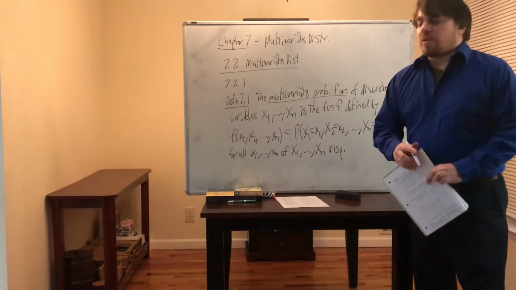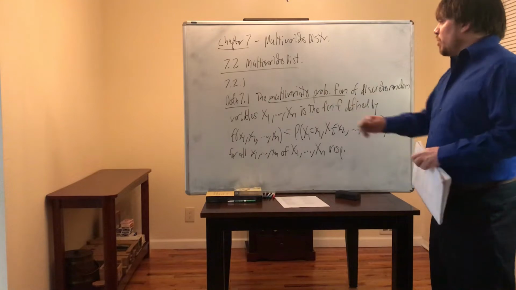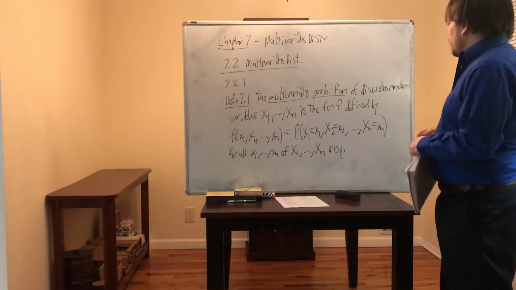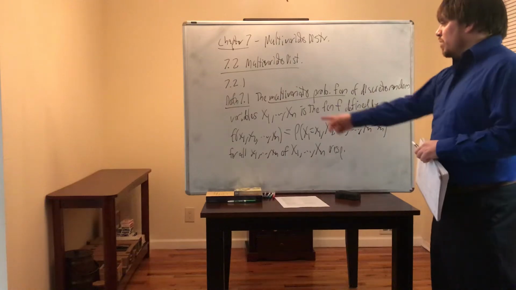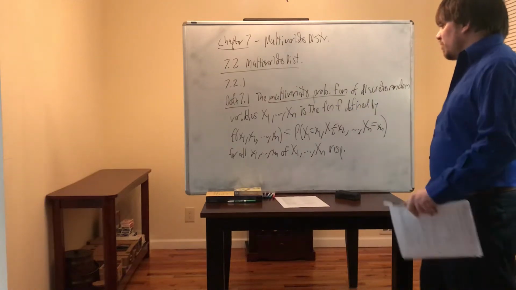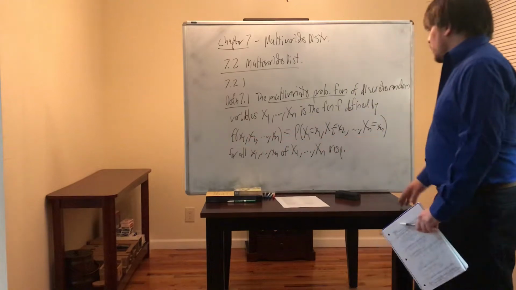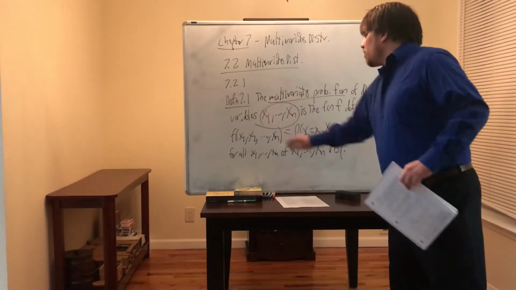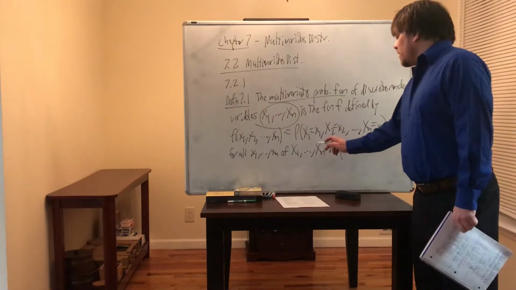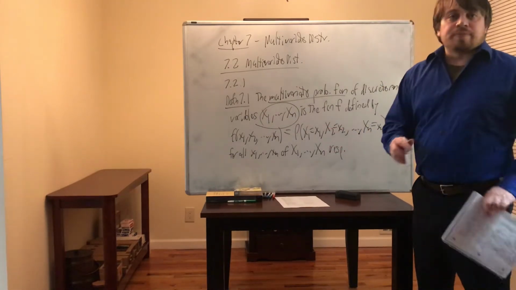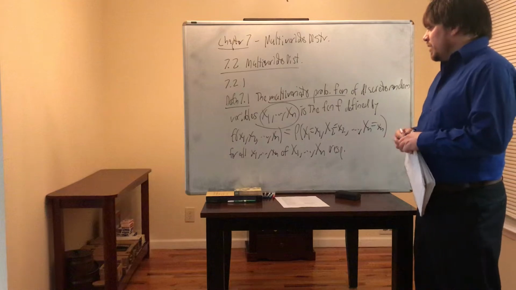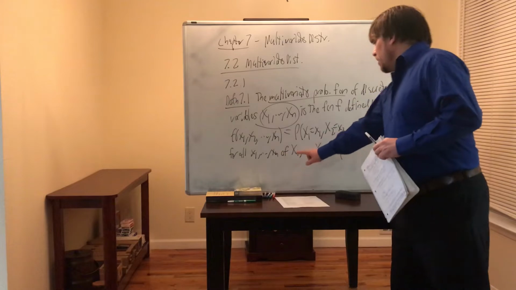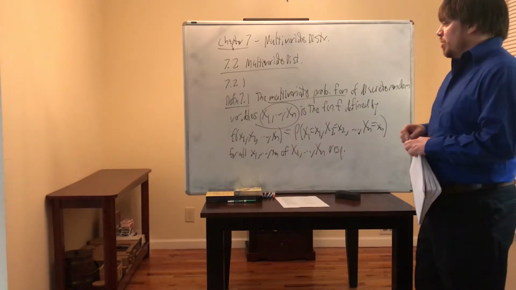So definition 7.1 is the definition of a multivariate probability function. It is the probability that these random variables capital X1 to capital Xn take the values little x1 to little xn. And this equation has to hold for all possible values of little x1 to little xn of capital X1 to capital Xn, respectively.